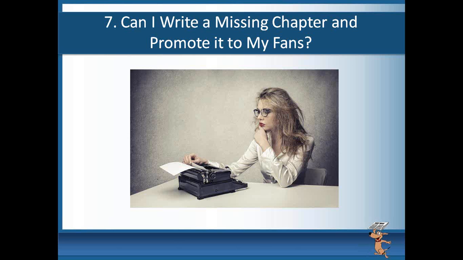Number 7, I love this one. Can I write a missing chapter to my book and promote it to my fans? Anybody can do this, even if your book's been out for 5 years. Pick up your book and think, can I write a missing chapter anywhere in here that I can promote to my fans? Should I make them opt in at my website for the missing chapter?